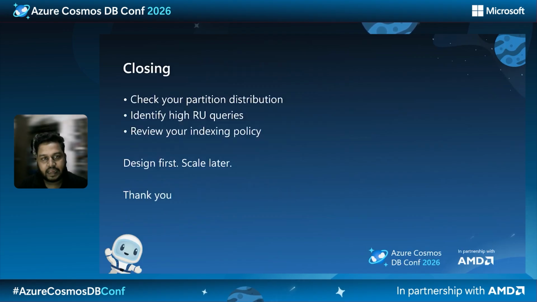To close, I'll leave you with a few simple actions. Start by checking your partition distribution. This is often where the real issue is. Then identify queries that are consuming high RU and review your indexing policy to remove unnecessary overhead. The key takeaway from the session is simple: design first, scale later. Most performance issues in Cosmos DB are not capacity problems, they are design problems.